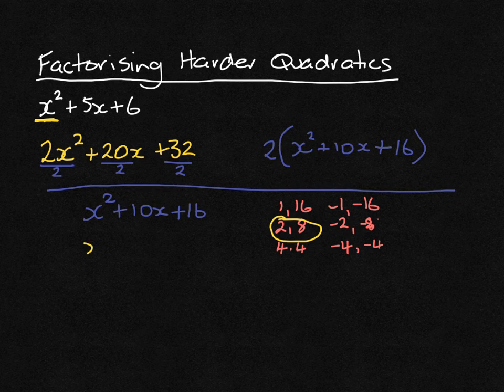So our answer to this particular problem is x plus 2, x plus 8, and then we've got to bring the 2 down and put it outside the front there. Because when we expand it out, that will get us back up to here. So don't forget the 2 that you've already divided out. That's got to go in front, or whatever number that is. I'll give you another quick example here.